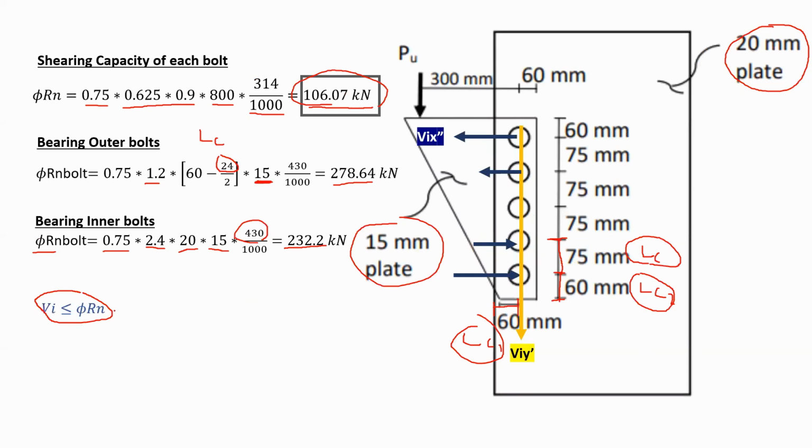That's my condition in here, and I start substituting. We said that VI is equal to 0.825 PU, and I have phi Rn. Phi Rn, I have already calculated it in here, 106 kilonewtons. So substitute everything in order to find PU. PU is equal to phi Rn divided by 0.825, and from here you get that the maximum allowable load to be applied is 128.6 kilonewtons.